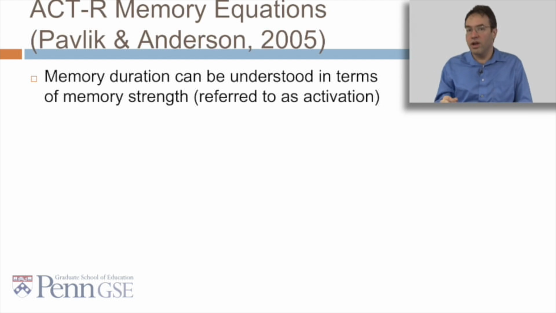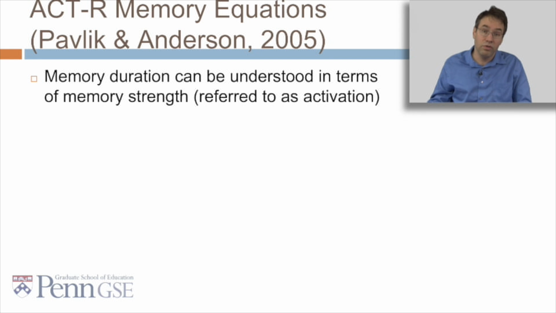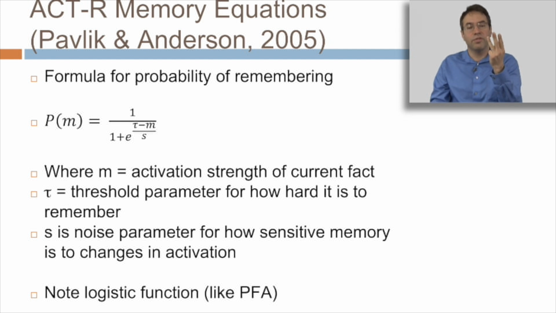We start our discussion of algorithms for modeling memory with the ACT-R memory equations. It didn't actually start here. There were people working on this problem prior to this, but we'll start here just for the sake of not going back to Ebbinghaus in the 30s. In Pavlik and Anderson's ACT-R memory equations, memory duration can be understood in terms of memory strength, which is sometimes referred to as activation. The formula for the probability of remembering in ACT-R is based on 3 parameters. M, the activation strength of the current fact. Tau, the threshold parameter for how hard it is to remember. And S, the noise parameter for how sensitive the memory is to changes in activation. In other words, when you re-encounter a fact, how much better does your memory get?